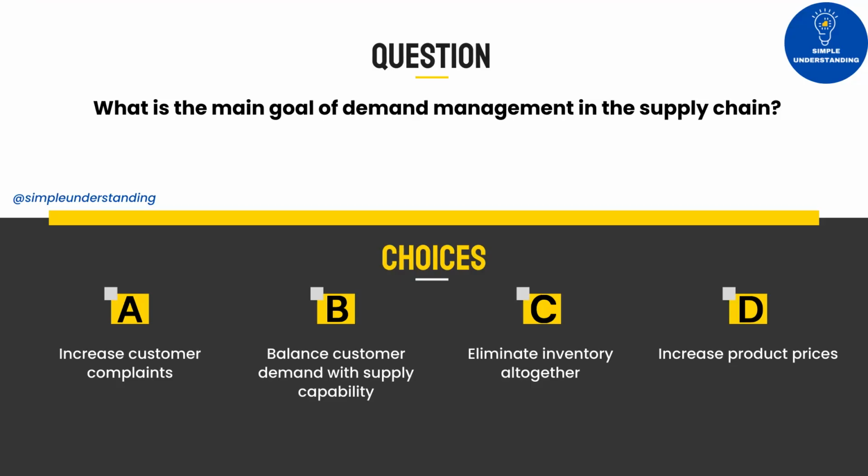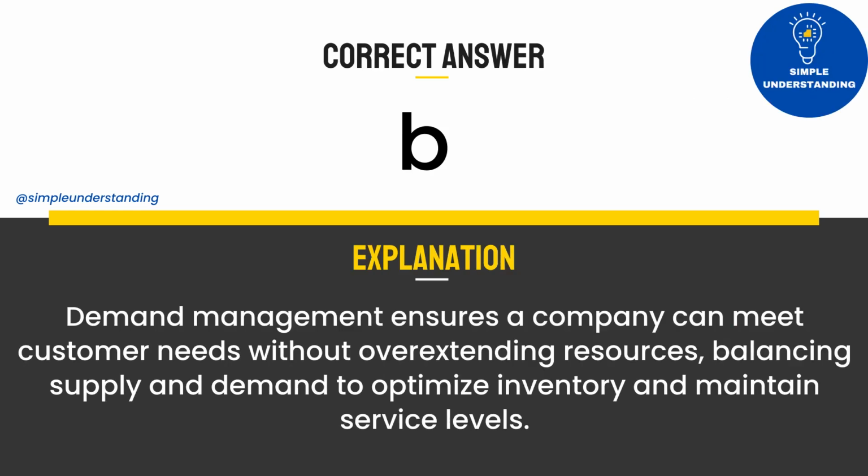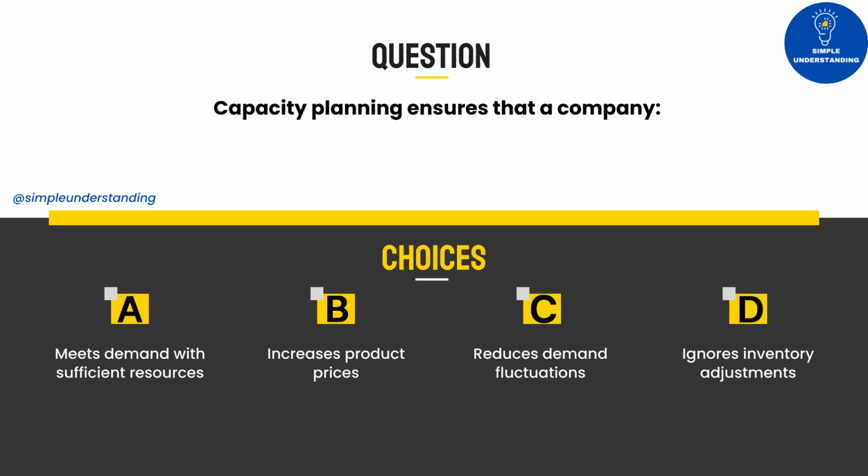1. What is the main goal of demand management in the supply chain? A. Increase customer complaints. B. Balance customer demand with supply capability. C. Eliminate inventory altogether. D. Increase product prices. Answer B. Explanation: demand management ensures a company can meet customer needs without overextending resources, balancing supply and demand to optimize inventory and maintain service levels.